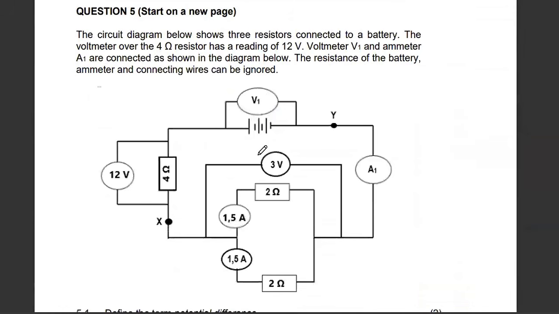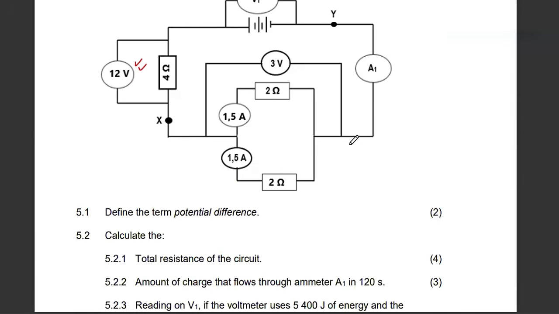And then question 5. The circuit diagram below shows 3 resistors connected to a battery. The voltmeter that is over the 4 ohm resistor is reading 12 volts. And then V1 and the ammeter are connected as shown in the diagram below. The resistance of the battery can be ignored. Okay, they want us to define what potential difference is. So potential difference is basically the energy transferred.